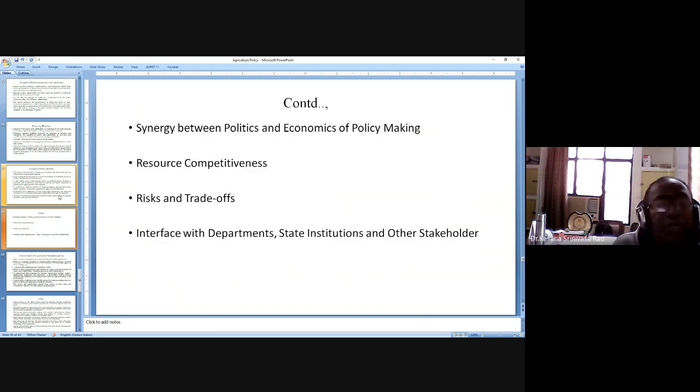Yes, synergy between politics and economics of policy making, resource competitiveness, risks and trade offs, interface with the departments, state institutions, and other stakeholders. These are also other aspects which we have to come across while discussing agriculture policy. Next slide.